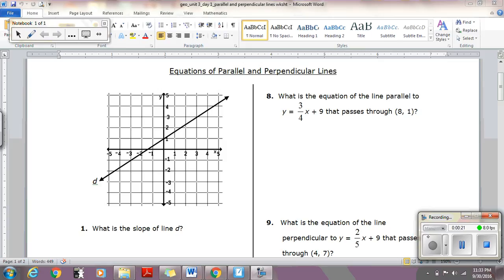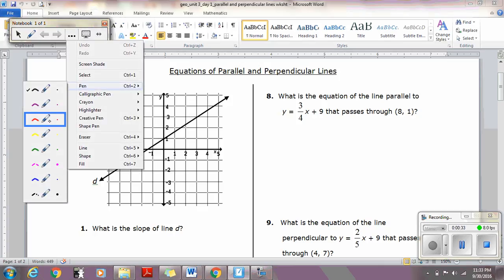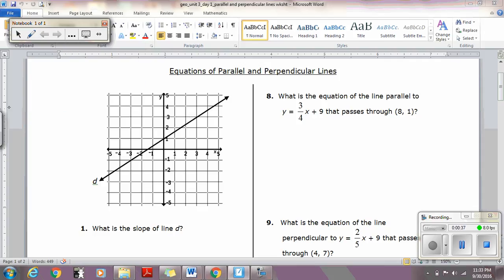So the first question is, what is the slope of line D? Line D is graphed for us, so we just need to find the slope. If you recall from the notes or from algebra, that slope is simply rise over run, and it's represented by the letter m.